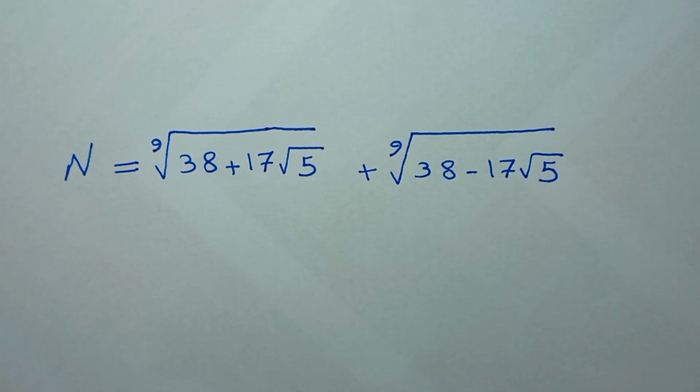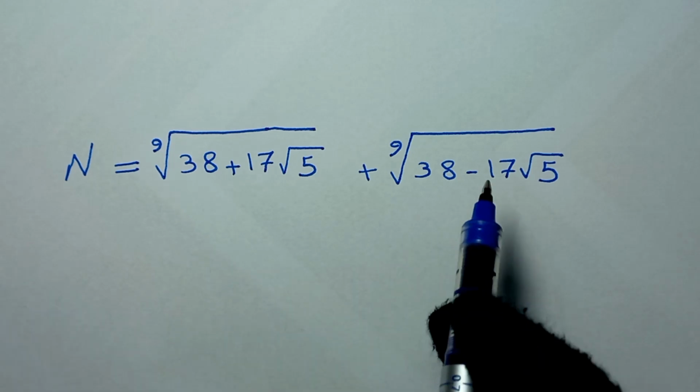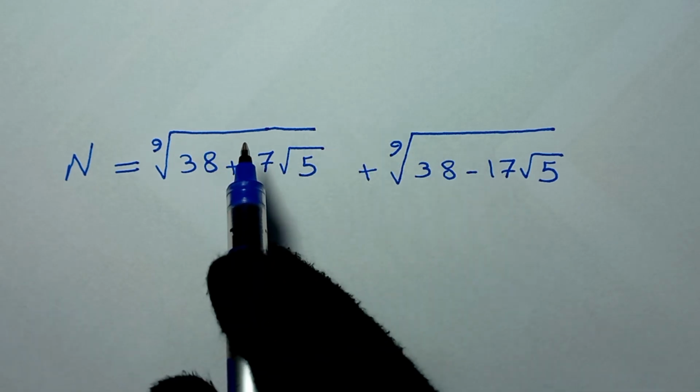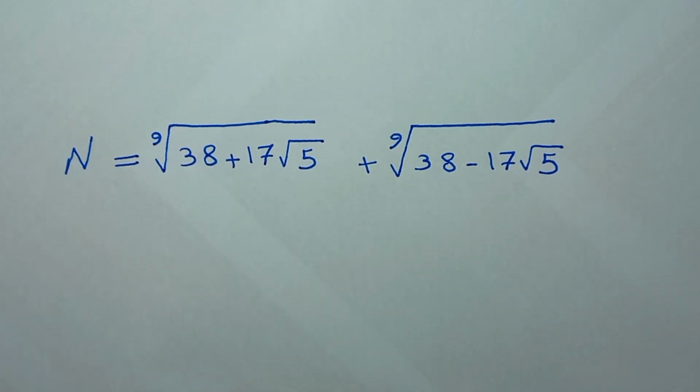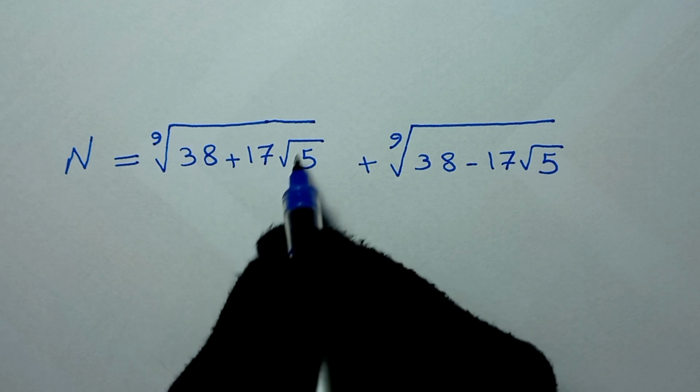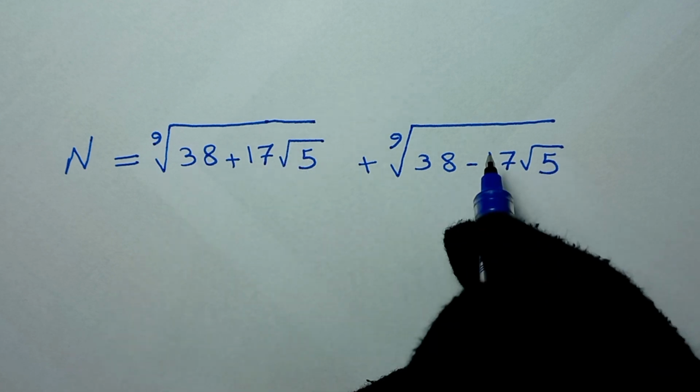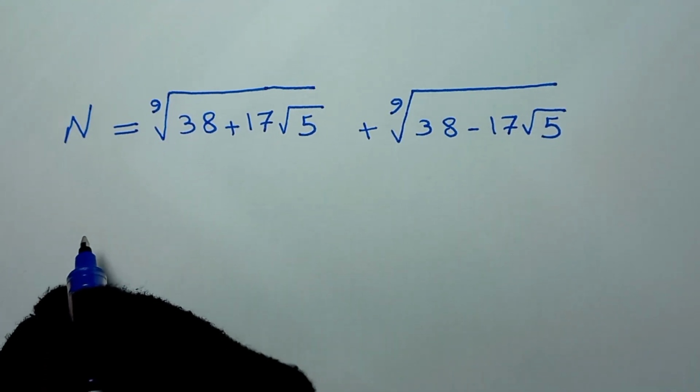Hello my friends, you're welcome to solve this math problem: simplify this expression and find the value of n. In the first step, we start by letting this as a and this as b.